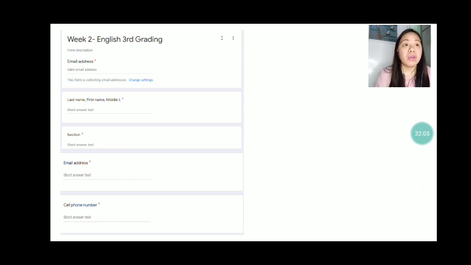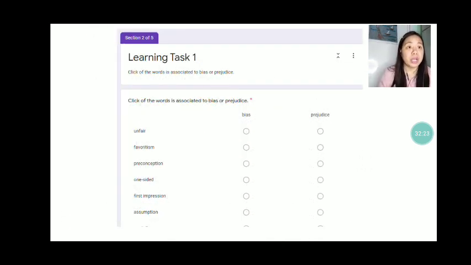Ito yung makikita ng mga magki-klik ng form. So, sa first part, you are going to state your email address. Kailangan nyo isupply yan kasi pag hindi nyo sinupply yung information, hindi siya mag-next. You need to put your name, you put your section, email address again, then the cell phone number. After that, put next, then you will go on the next page. Next page is the learning task 1. Ito yung diagram kanina na kung sa papel sasagutan ay kokopyahin. Pero sa Google form, ay hindi na siya naka-diagram. I-click nyo na lang yung unfair na word is that bias or prejudice. Yung favoritism, bias ba yan or prejudice? I-click nyo na lang yan kung saan siya nabibilong or associated yung words na yan.